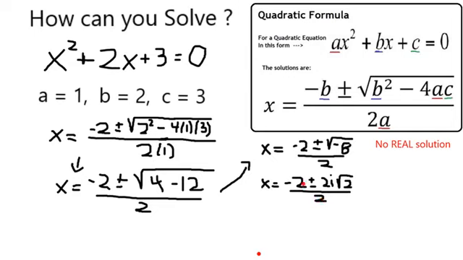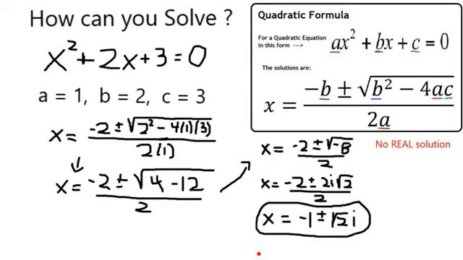So then the 2's are going to cancel here and here. So if we are including complex numbers, our solutions are x equals minus 1 plus or minus i root 2. If we're restricting to the real numbers, which we often do, then we could just say no real solution.